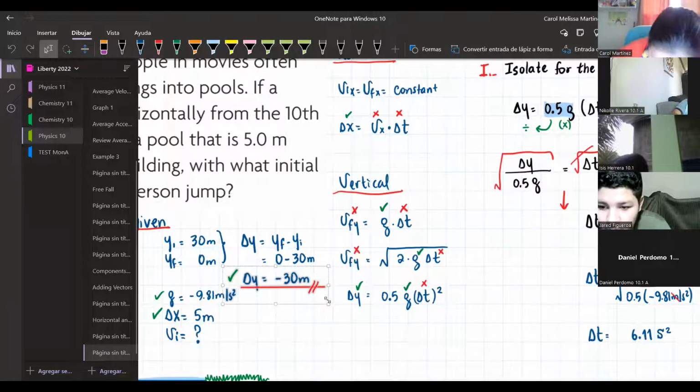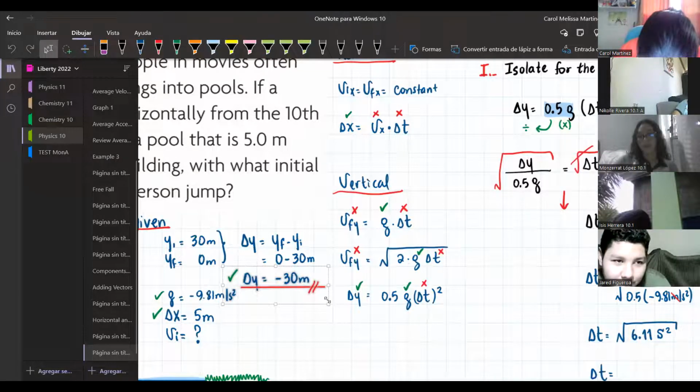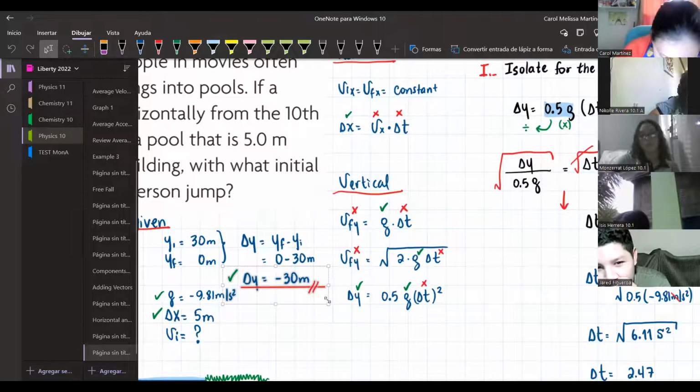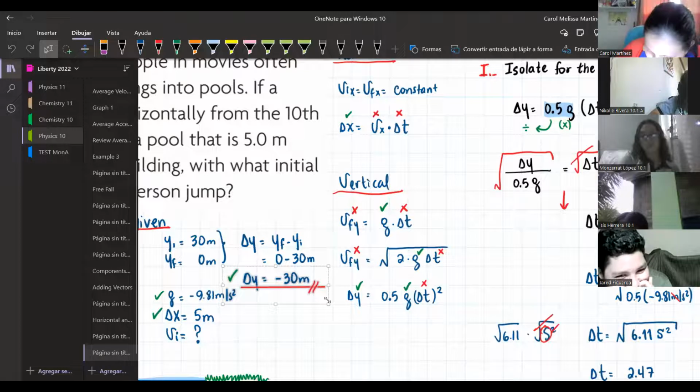And now all we need to do is apply the square root. Square root of your answer equals... how much is delta t? 2.47. And now, this is like having the square root of, say, 6.11 times the square root of seconds squared, okay? So the final unit will be just seconds, the one that you didn't cancel. So with this, we are able to find the time.